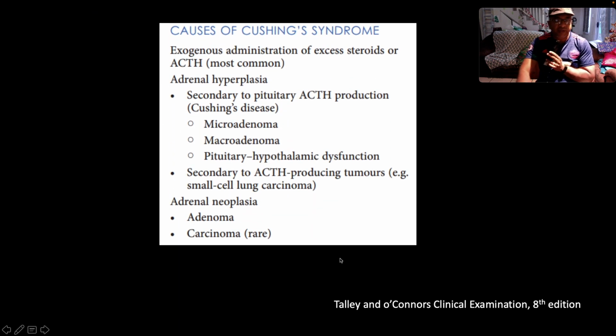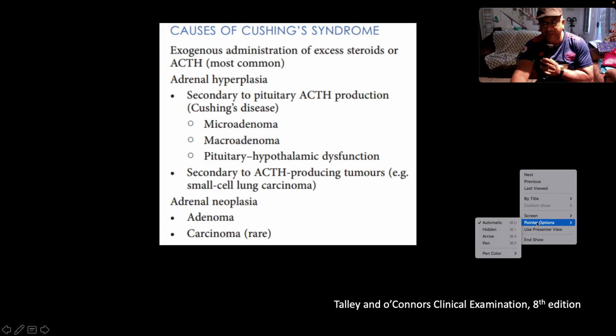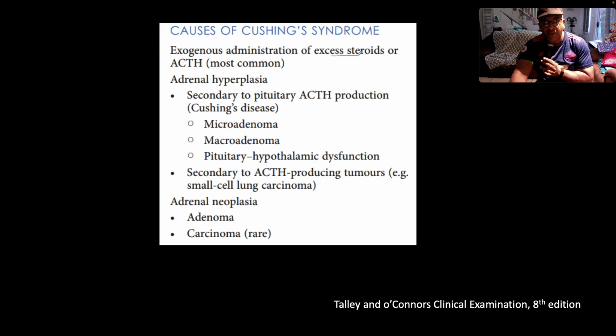Causes of Cushing's syndrome: by and large, the most common cause that we see in practice is patients who are on exogenous steroids for whatever reason, right? It could be rheumatoid arthritis or asthma, for instance. Or they have excess ACTH, which is Cushing's disease. Adrenal hyperplasia can be secondary to pituitary ACTH production. We have Cushing's disease, which could be on the back of a micro or macroadenoma, or pituitary hypothalamic dysfunction, or it could be secondary to an ACTH producing tumor like a small cell lung cancer, which is outside the pituitary. Adrenal neoplasia itself is somewhat less common, on the back of adenoma or carcinoma.